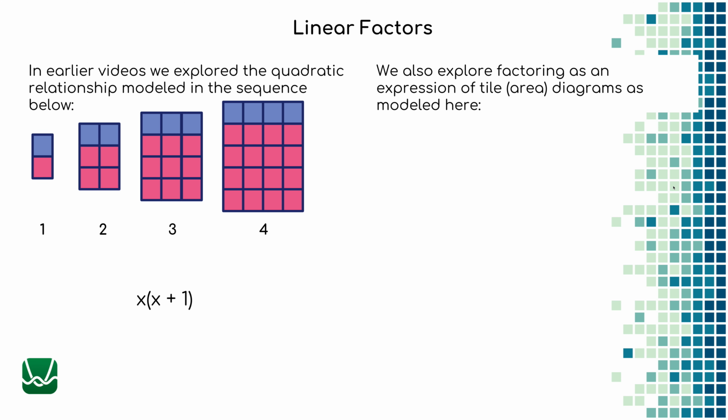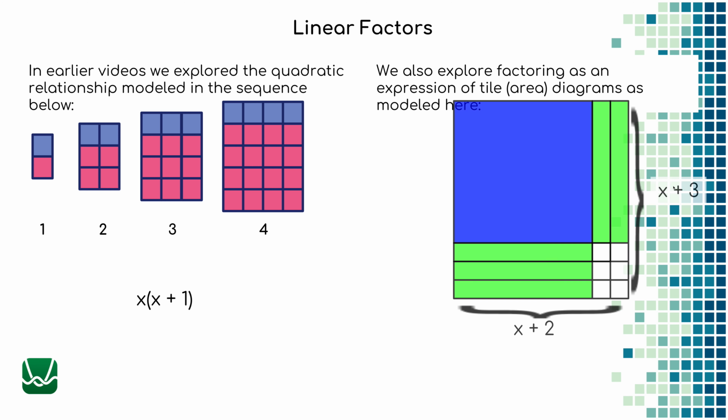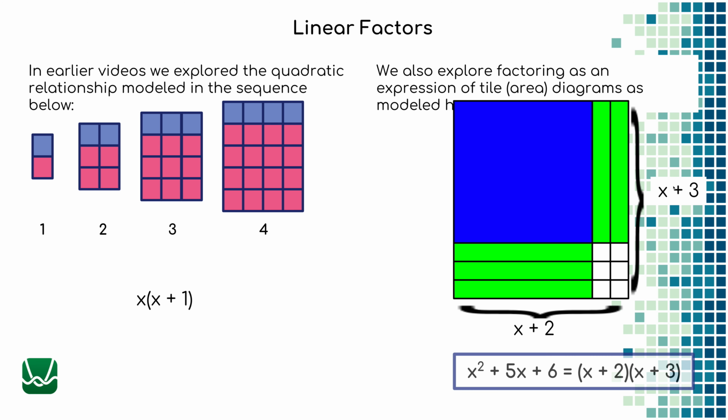We also explored factoring as an expression of tile or area diagrams as modeled here. In this particular diagram, we saw a width of x plus 2 and a length of x plus 3, and we learned about how that can be used to create a quadratic equation. That can be either the product of those two, or it can be x squared plus 5x plus 6.